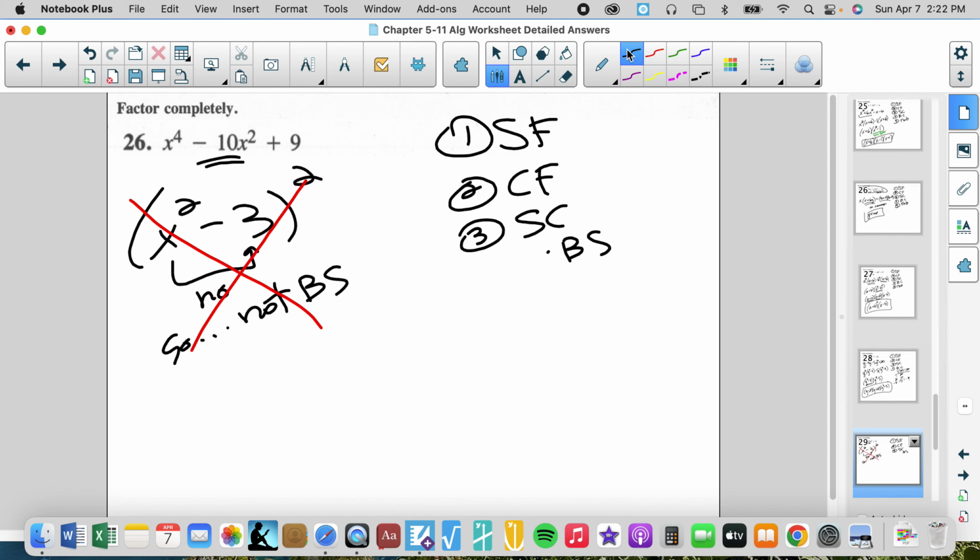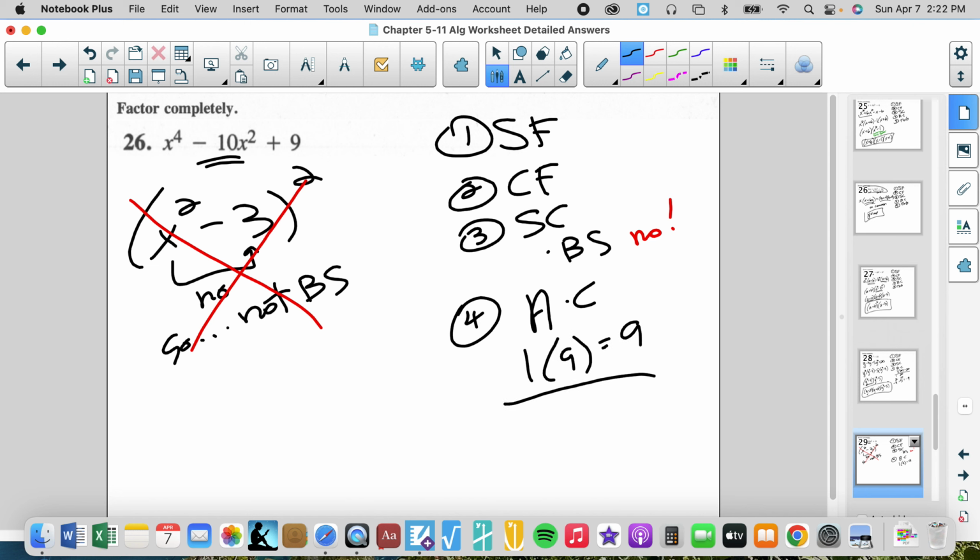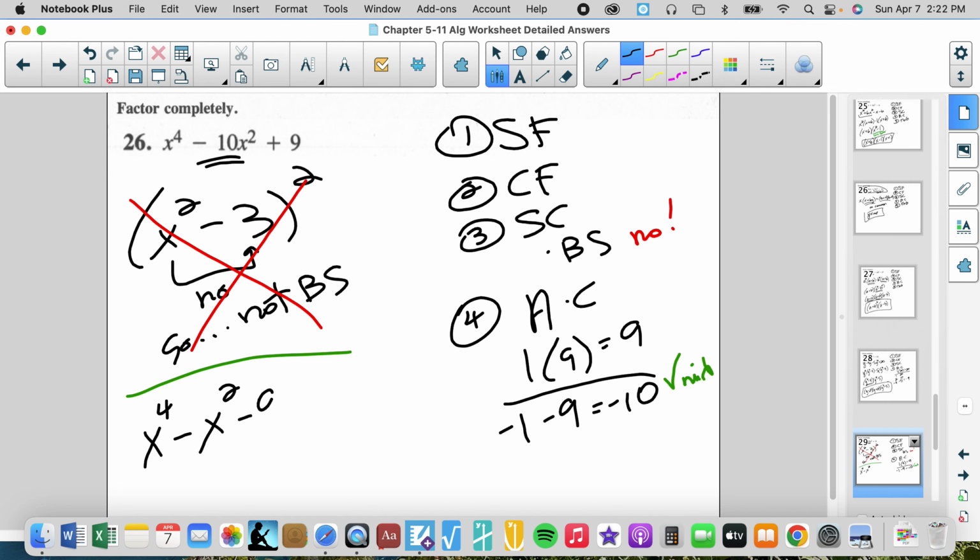And now we go to 4. Let's say a no. So let's keep going. A times C. It still might be A times C. So A is 1, C is 9, which is 9. Factors of 9 are 1 and 9. Signs are the same, both negative. Oh, bingo. That is my middle. So this is a great example of where it was not a binomial square, but I could move on and do A times C. Negative x squared, negative 9x squared, plus 9.